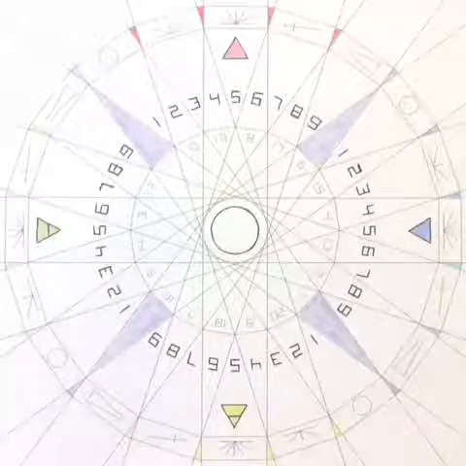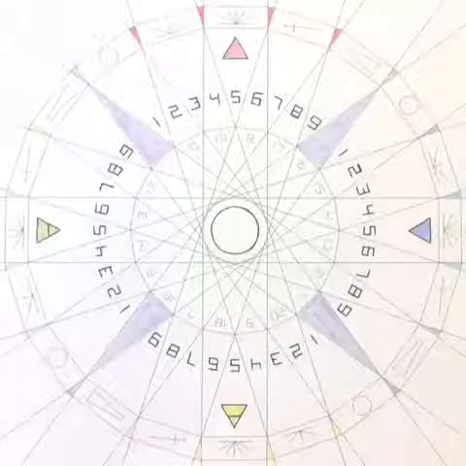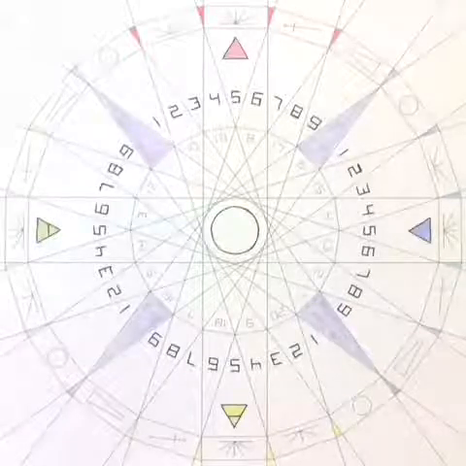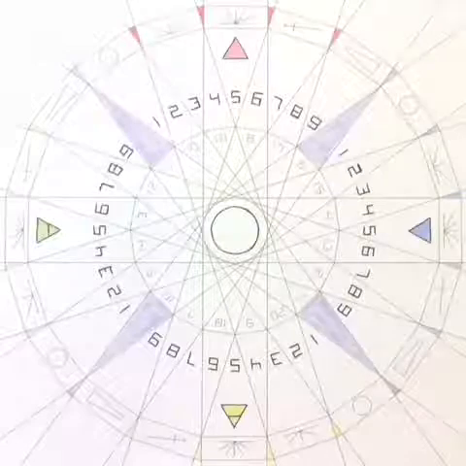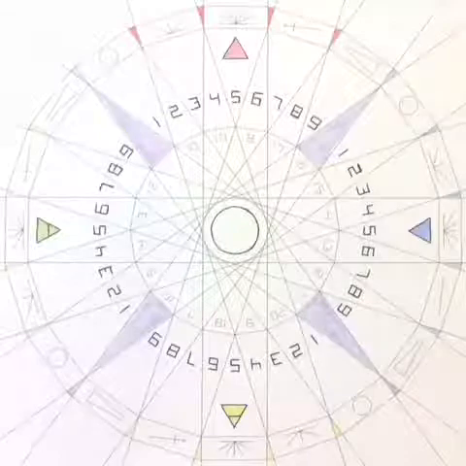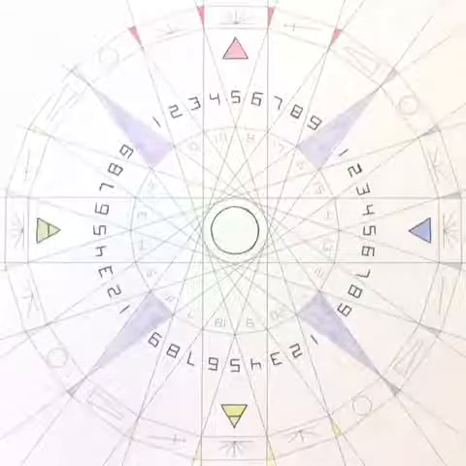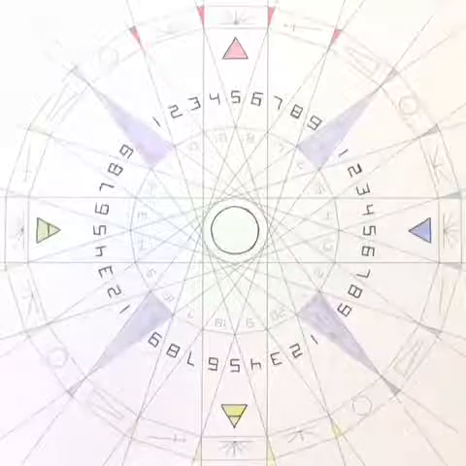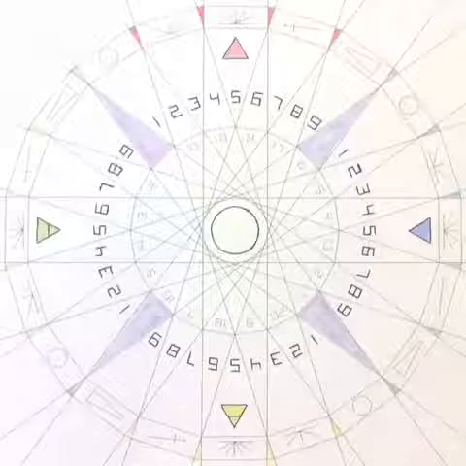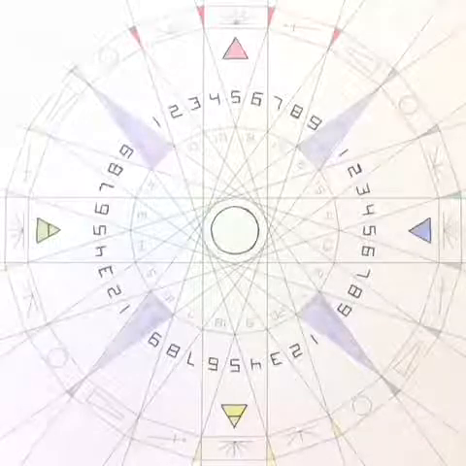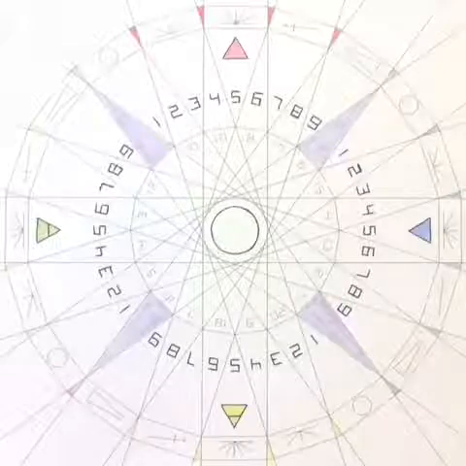So these numbers in each quarter correspond to the element of the same quarter. And the meaning of these numbers will be explained at a later time. So far, each section has 10 points. 9 points represented by the numbers, and 1 point represented by the element itself, for a total of 40 points.